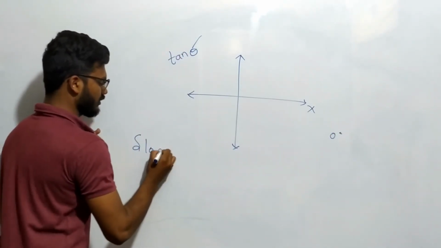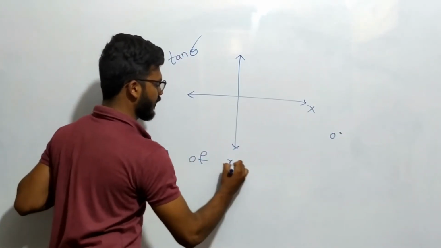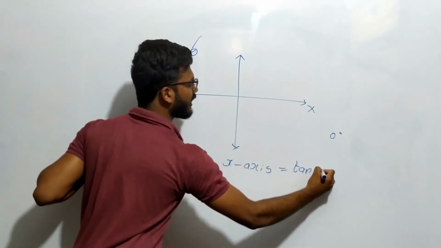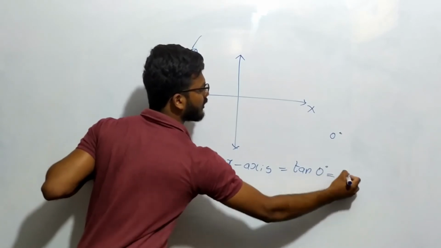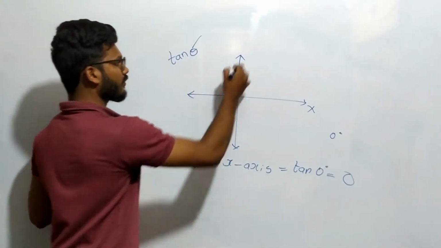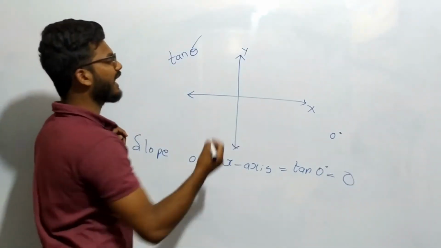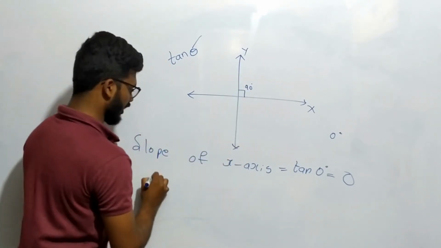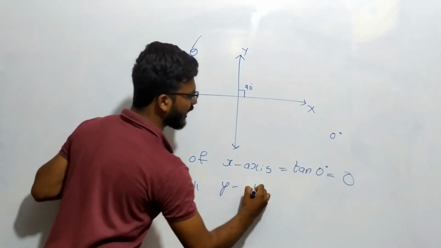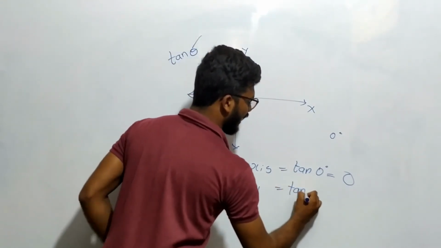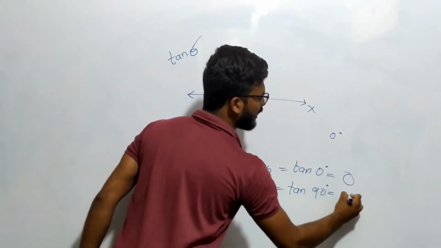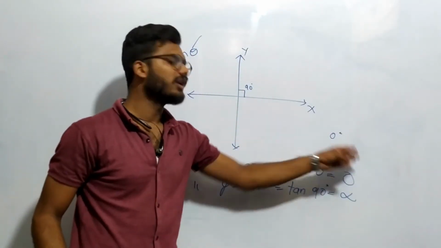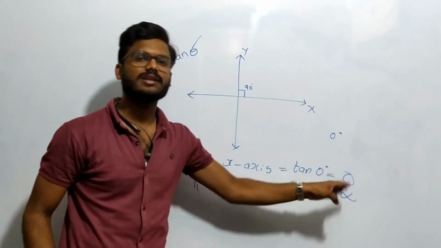Slope of the x-axis is equal to tan 0. What is tan 0? Tan 0 is nothing but 0. And the slope of the y-axis, how much angle is the y-axis making with the x-axis? 90 degrees. So therefore, the slope of the y-axis is equal to tan 90, and tan 90 is infinity or undefined. So the slope of the x-axis is 0 and the slope of the y-axis is undefined.